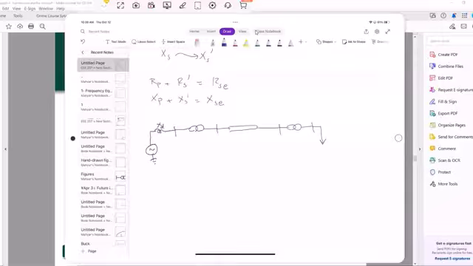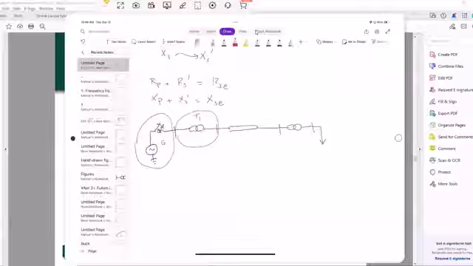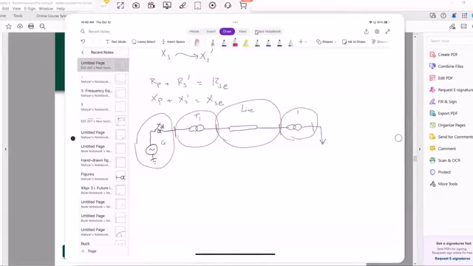But let's say we have this. This is my generator. This is my transformer number 1. So this is my G, this is T1. This is my transmission line, and this is my transformer 2. Okay, so let's see what we have in the nameplate of each of these components in the system.